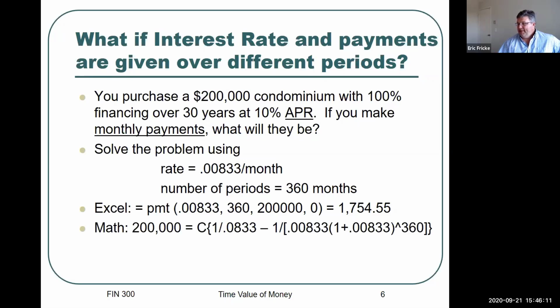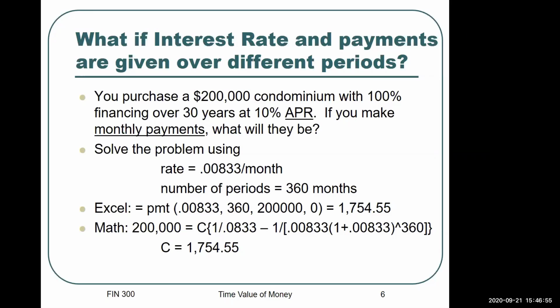If we go ahead and do the math, it's going to look something like this. A little bit of an eyesore here, but we've got the $200,000 present value is equal to the periodic cash flow or payment multiplied by this whole quantity, 1 over R, 1 over the interest rate, minus 1 over this whole term right here, R times (1 plus R) to the power of the number of periods. Okay? And both ways should give you the same answer, 1754. Any questions on that one?